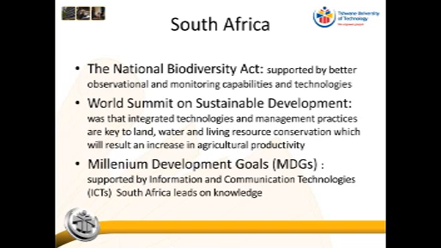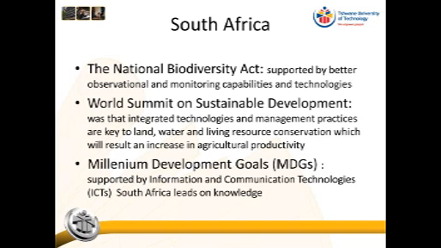supports the issue that better observational and monitoring capabilities of technology must be in place so as to be able to save the environment. And in 2002, again, at the World Summit on Sustainable Development, it was also mentioned that integrated technology and management practices are key to land, water, and living resources conservation. In other words, if we can integrate them properly, then in agriculture there will be productivity.